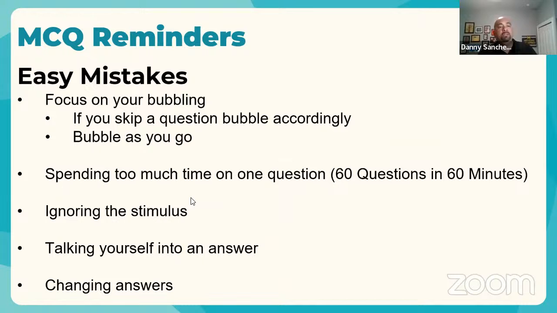Next, all right, easy mistakes. Focus on your bubbling, all right? Please make sure, guys, bubbling is a skill. Make sure that you take it seriously, all right? Here is my first story. If you skip a question, bubble it accordingly, all right? As in skip it. If you're working your way 1 through 60 and you skip number 17 on the book, make sure you skip number 17 in your bubble sheet as well.